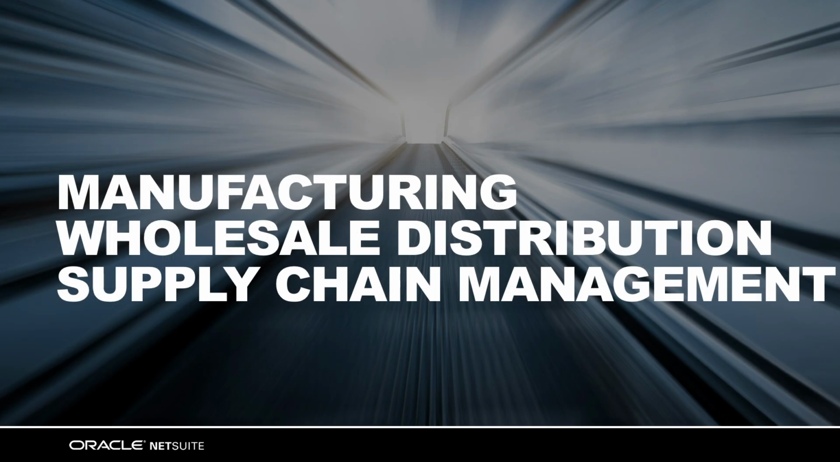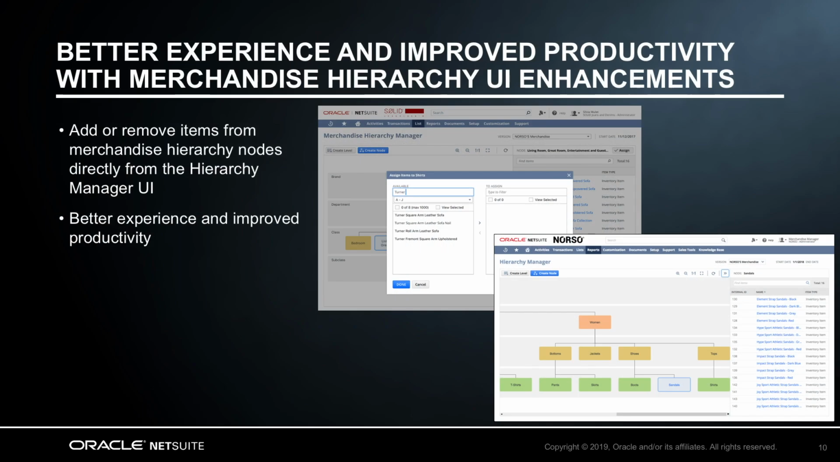Let me share some of the highlights in the 19.1 release for product-centric companies. In the 18.2 release, we announced the general availability of the merchandise hierarchy feature, which is an important tool for running an efficient, successful retail business. The primary benefit of merchandise hierarchy is to provide detailed reports that drive smarter business decisions. In the 19.1 release, we're introducing enhancements to the merchandise hierarchy user interface.